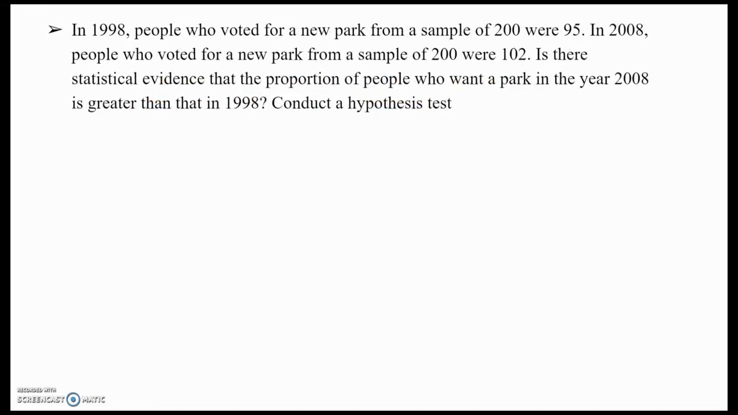We're going to do a hypothesis test. So let's read it together. In 1998, people who voted for a new park from a sample of 200 people were 95. In 2008, people who voted for a new park from a sample of 200 were 102. Is there statistical evidence that the proportion of people who want a park in the year 2000 is greater than that in 1998? Conduct a hypothesis test.